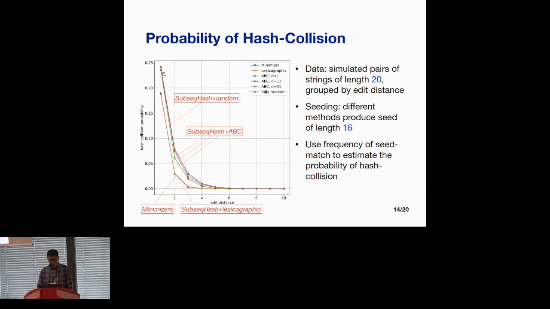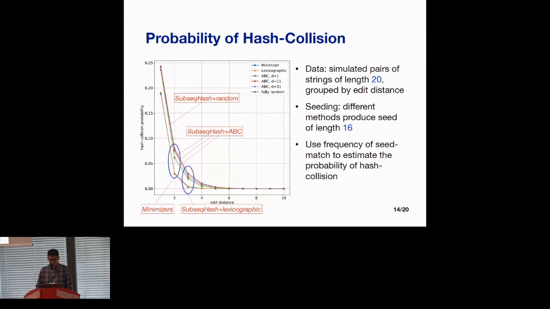Let's see the top line. The top line corresponds to subseq hash with random order. Again, according to the property, we know that this gives the Jaccard, estimating the Jaccard similarity. The next three lines give the results of subseq hash combined with the ABC order. You can see they are very close to the Jaccard, especially when d is 11 or d is 31. The bottom two lines correspond to the results of minimizers and subseq hash combined with the lexicographic order. You can see they have lower probability of hash collision.